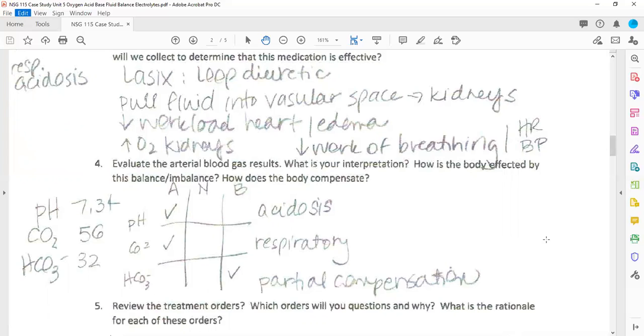And what that partial compensation means is that third element, the bicarb that's not in the column with pH, is not in normal range. It's out of range in the opposite direction. And that means it's trying to help. It's partially compensating for the acidosis that's happening with CO2. So it's trying to help. It's having some partial compensation.